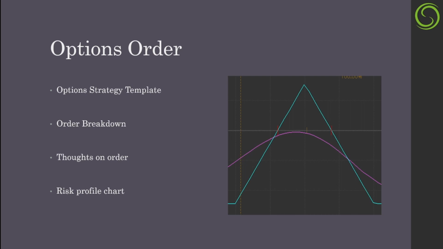Welcome back, Alpha Hunters. In this video, I'm going to break down the Condor and the Iron Condor options order. We are going to start by putting one together using the options strategy template. Then I will give my thoughts on the order and why this is one of my favorite orders and I use it often. And then to wrap things up, I'll show off some risk profile charts in thinkorswim.